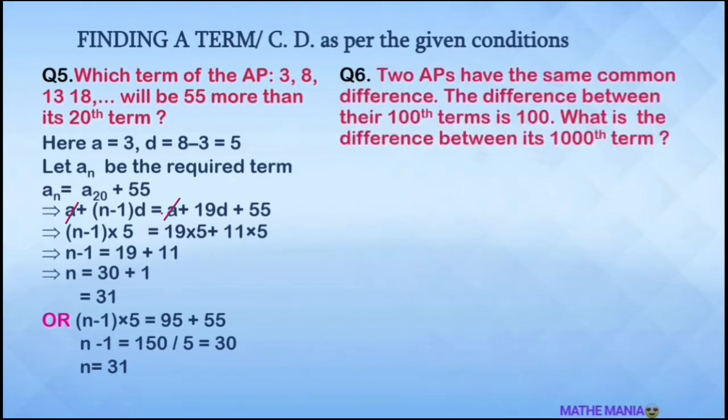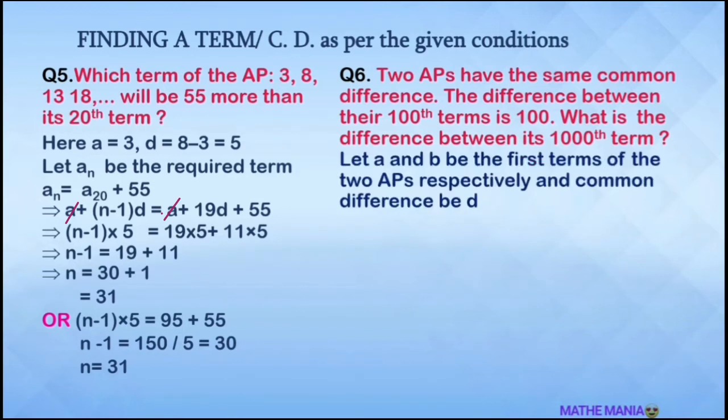In the next question, we are given that two APs have the same common difference, and the difference between their 100th terms is 100. We have to find the difference between their 1000th terms. As we have two APs here, we can differentiate them by taking different variables. So let us take a, a2, a3, a4, etc. as the terms of the first AP, and similarly b, b2, b3, b4 for the second AP. As the common difference is the same, we can take it as d.